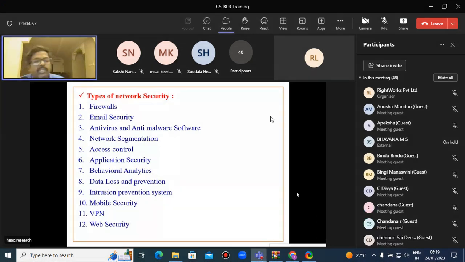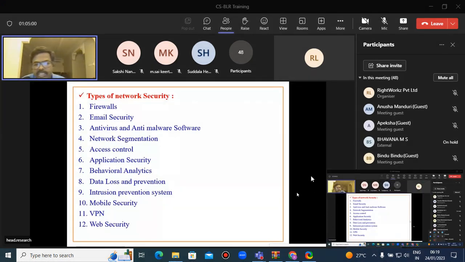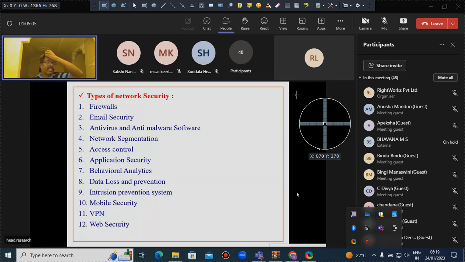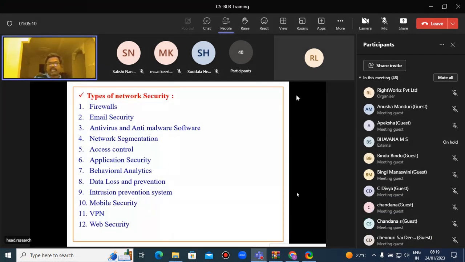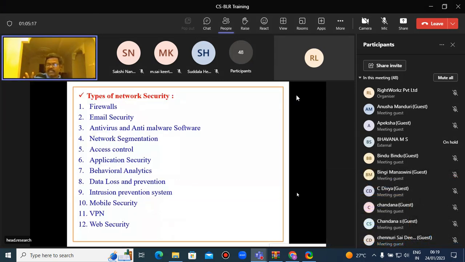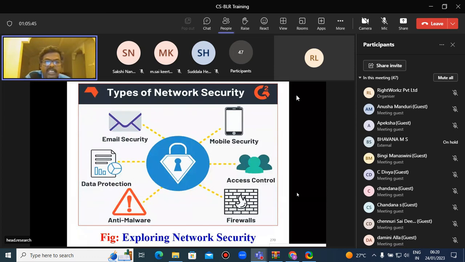Intrusion prevention system: you use various types of intrusion prevention systems to protect sensitive data. Mobile security: how you provide security for mobiles. Virtual private network is one of the network securities. Whenever I access third party services for my work, I use a virtual private network. Web security: whenever you use browsers like Mozilla Firefox, Google, Internet Explorer, we provide browser level security, which we call web security. These are the types of network security I have explained already.